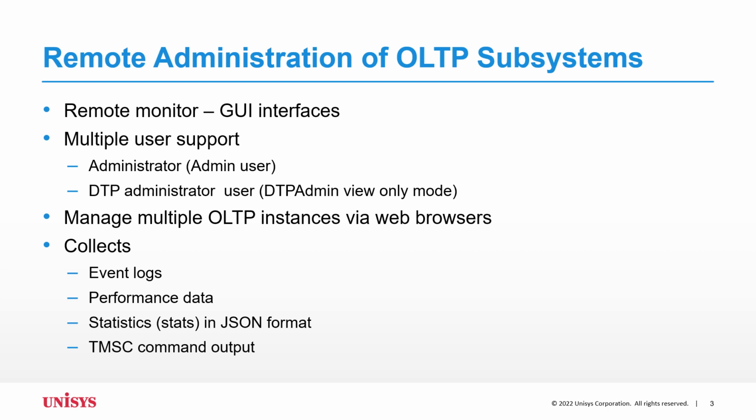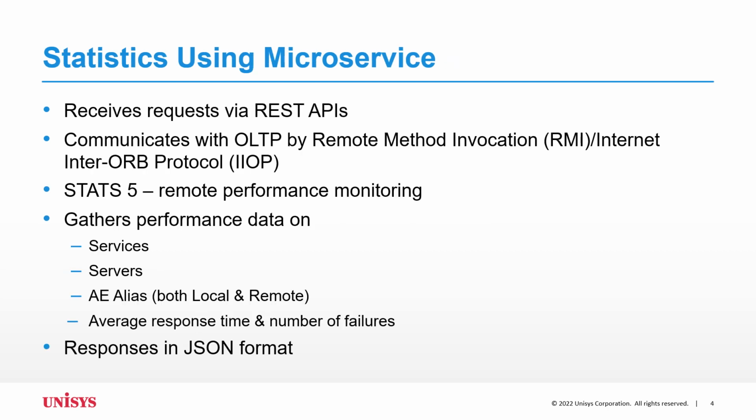Microservices provides REST API interfaces to collect the performance metrics. Microservices receives requests in the form of REST APIs and sends the request to the OLTP subsystem via RMI or IIOP calls. To collect the statistics, enable production statistics by running the stats5 TMSC command. The stats5 command does not impact the system's performance. Microservices provides REST API calls like getLogs, getService, etc. Third-party analytic products like Splunk can use these APIs for their data analysis.